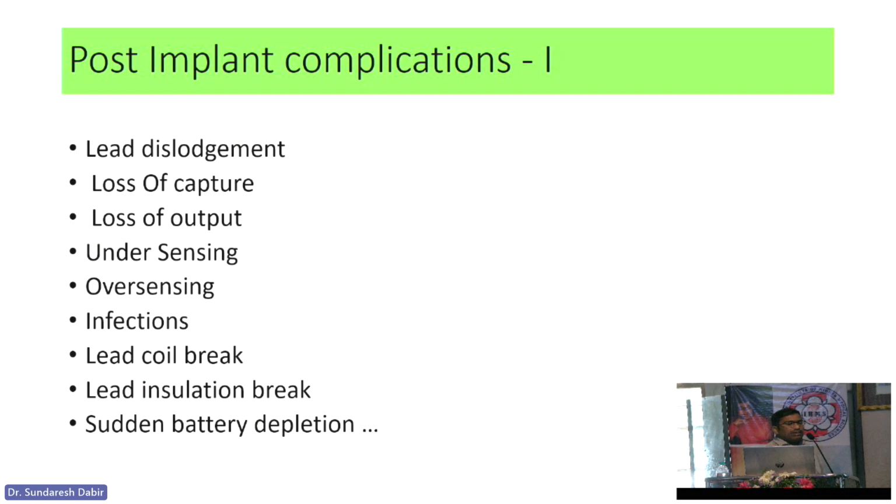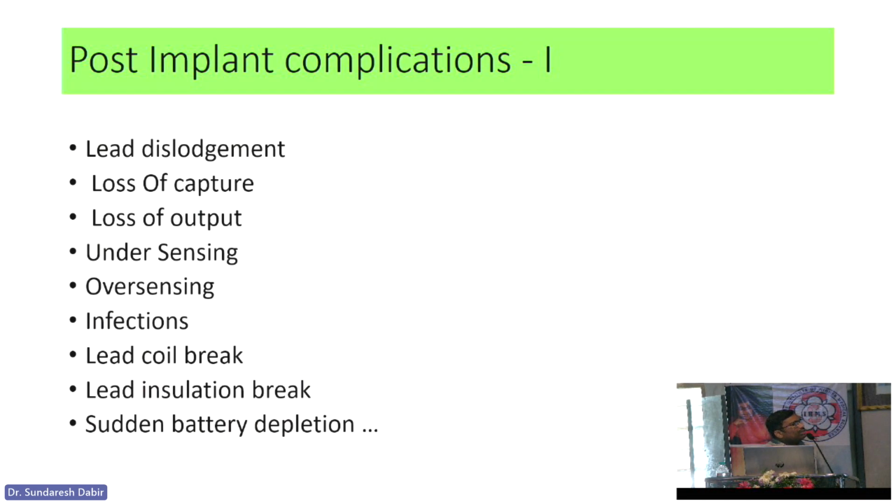So loss of sensing, of course, can occur because of MI, lead displacement, lead fracture, insulation break, and all that. Because of that, loss of sensing and oversensing can happen. Oversensing is due to electromagnetic interference, so EMI. Mainly we can see EMI during surgery when the pacemaker patient goes for surgery. We should change the mode into DOO.